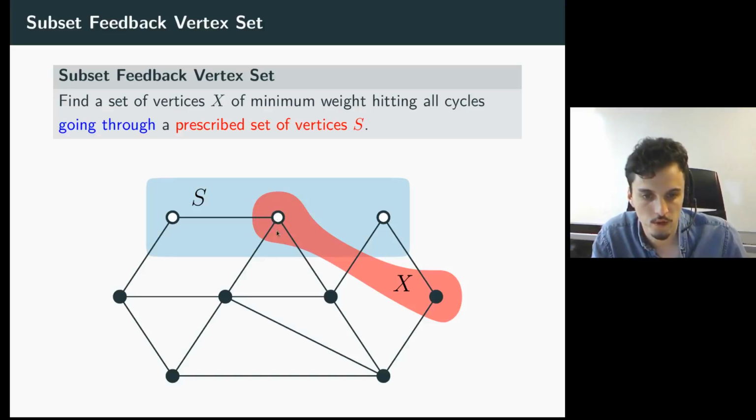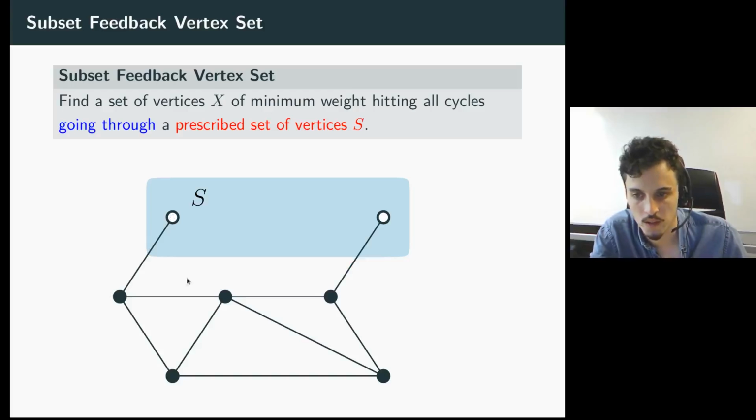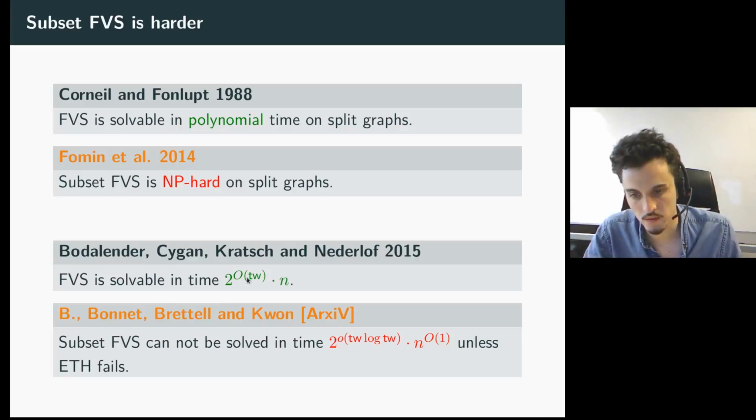So this is the solution of the problem, because when we remove these two vertices, you can see that there is no cycle that uses these two remaining vertices. This is not possible in subexponential time under ETH for subset feedback vertex set, because we proved recently this lower bound.